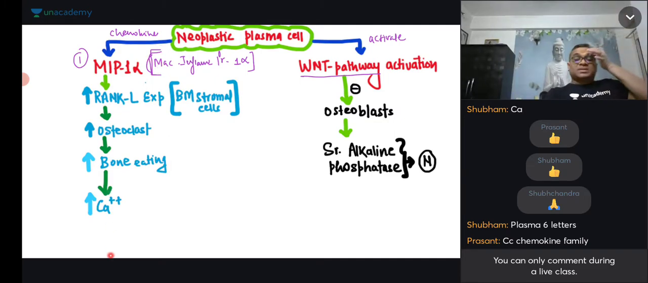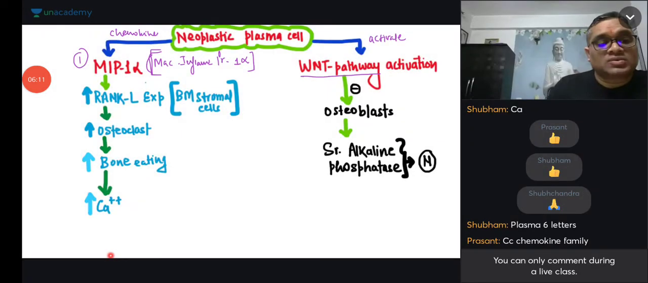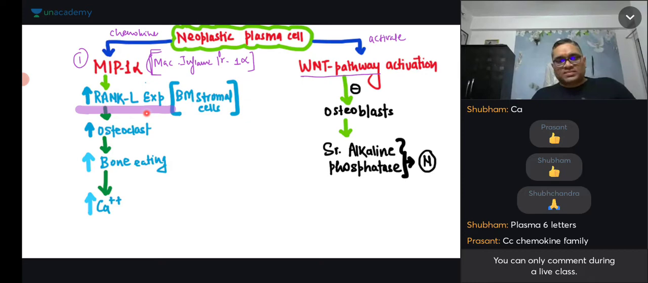So we have read in the inflammation topic, these are the CC chemokines, right? So second group, second family, beta chemokine, right? So what will happen? The CC chemokine, macrophage inflammatory protein 1 alpha, will increase the expression of RANK ligand on the bone marrow stromal cell or bone marrow osteoblastic cell, right? So both can be expressed.